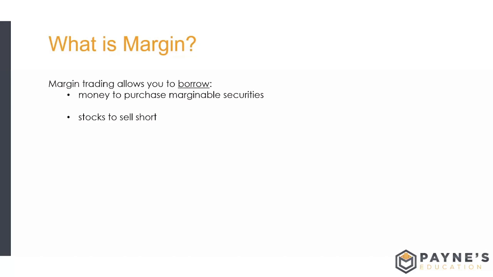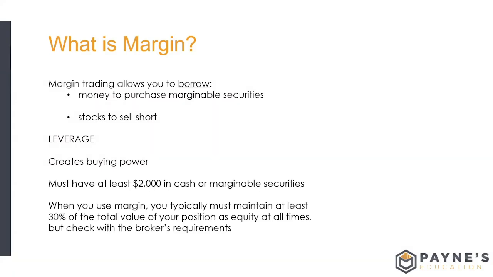Well, margin trading just allows you to borrow money to purchase marginable securities, as well as the capability of being able to sell short if you ever wanted to. So in other words, it provides leverage. It creates what's called buying power. Now to have that, you have to have at least $2,000 in cash or marginable securities. So you can't trade on margin if you only have 1,000.